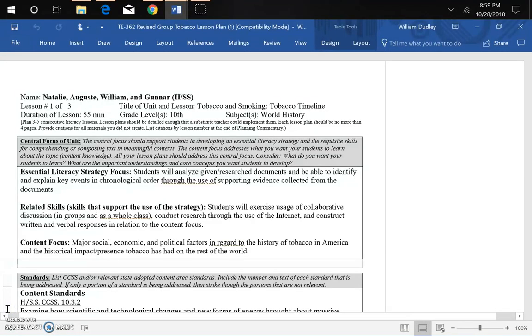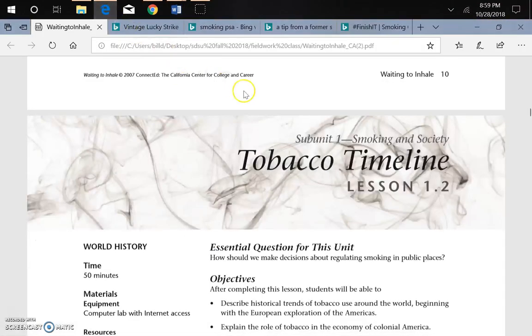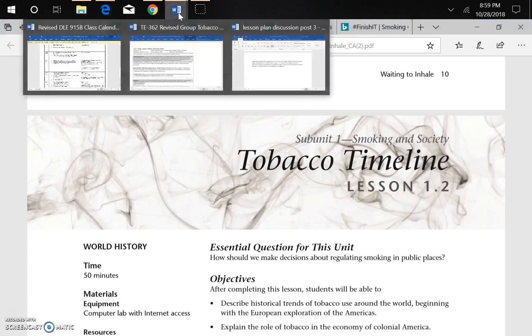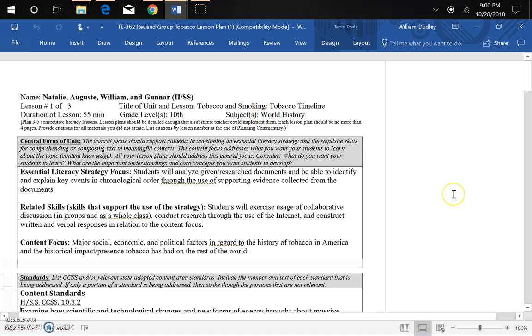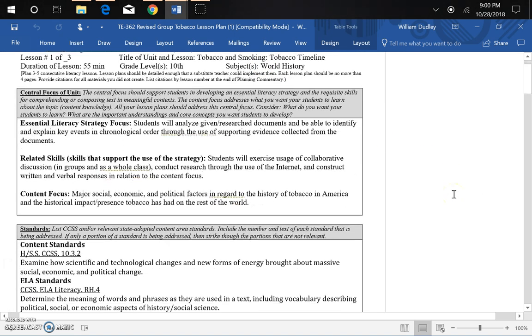Hi, this is William. You just saw a possible hook that we thought we would do for our lesson. We being Natalie, August, Gunnar, and I, Social Studies cohorts for 3SB. This is a lesson we came up with. We were making use of materials and curricula provided by this Smoking and Society unit from the California Center for College and Career. But just to go over this, and using the 3SB template.